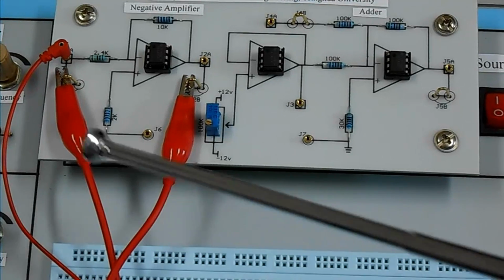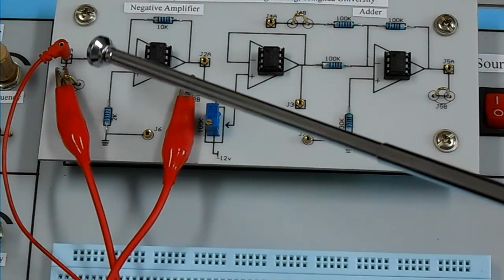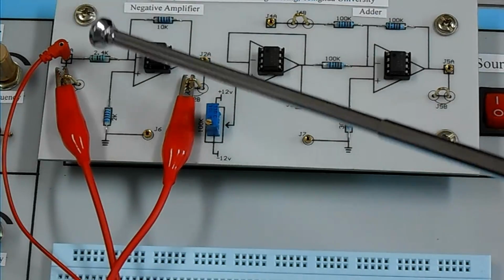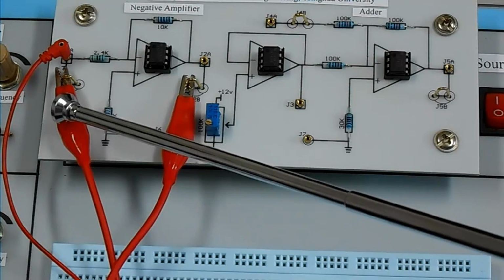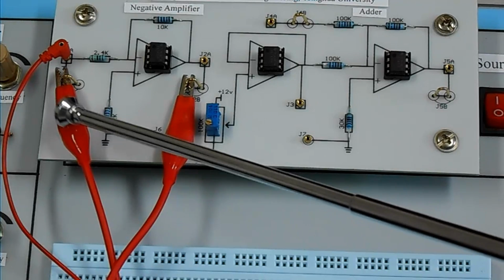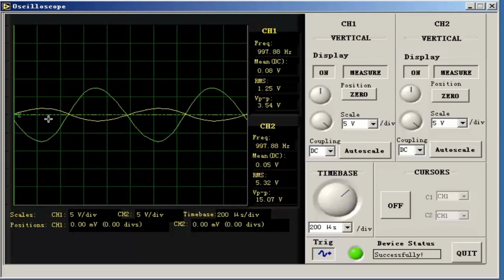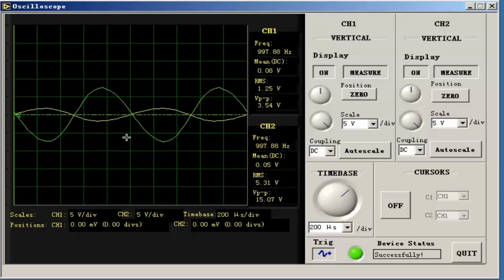Now let's do the experiment of the inverting amplifier using the op-amp. The coefficient is minus 4.2. The input is a sine wave. We use the oscilloscope to watch the input and output waveforms. Now you see the input and output waveforms. Channel 1 is for the input, channel 2 is for the output. With the current voltage, the output is a linear amplification of the input, and they are also in opposite phase.